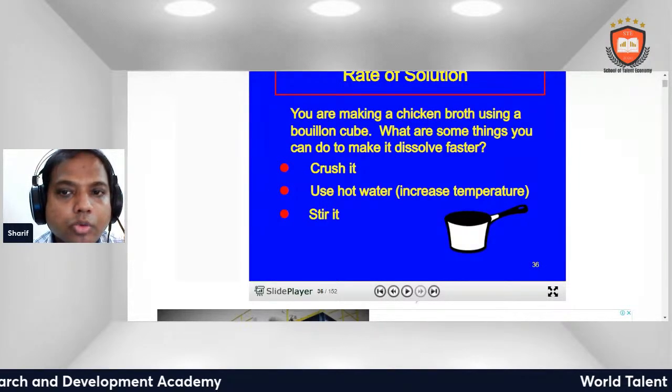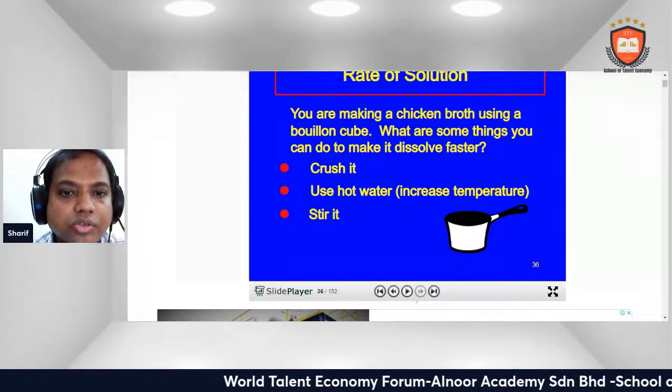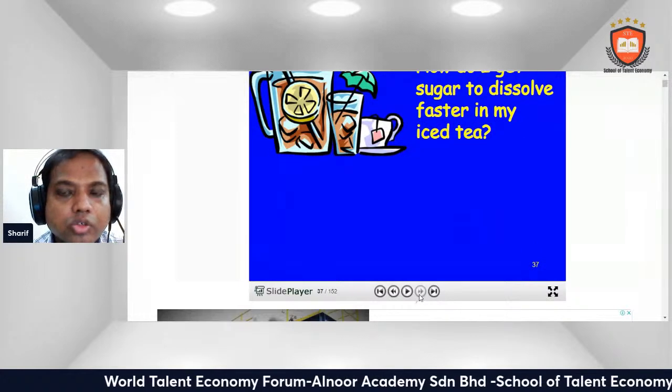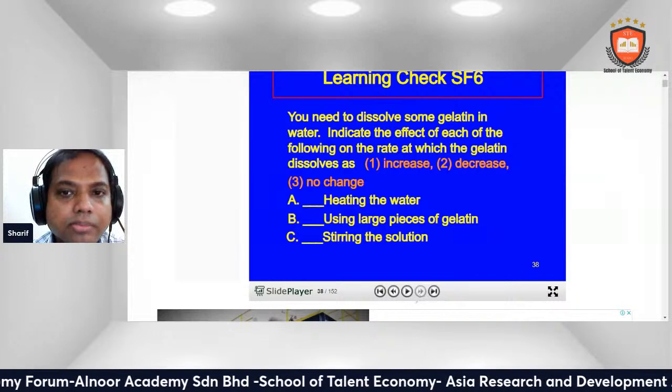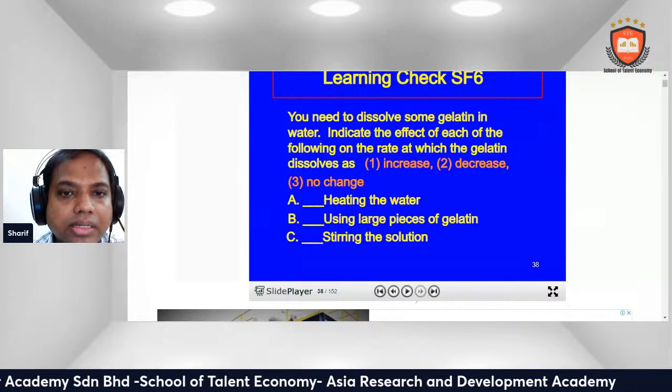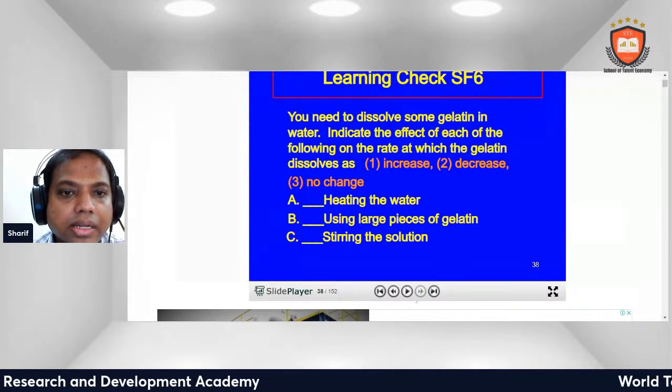You are making chicken broth using a bouillon cube in water. Some things you can do to make it dissolve faster: crush it, use hot water, and stir it. What helps sugar dissolve faster in iced tea? You need to dissolve some gelatin in water. Indicate the effect of each of the following on the rate at which the gelatin dissolves.